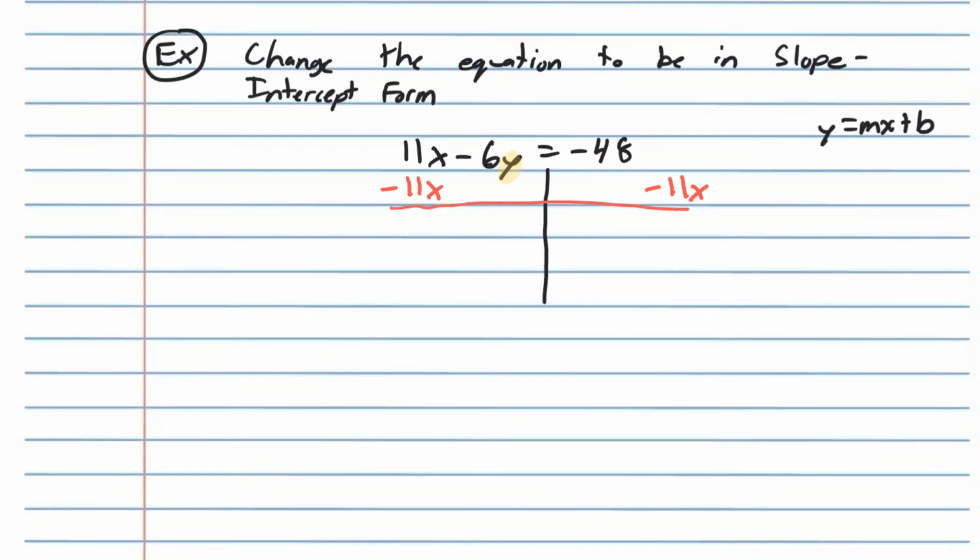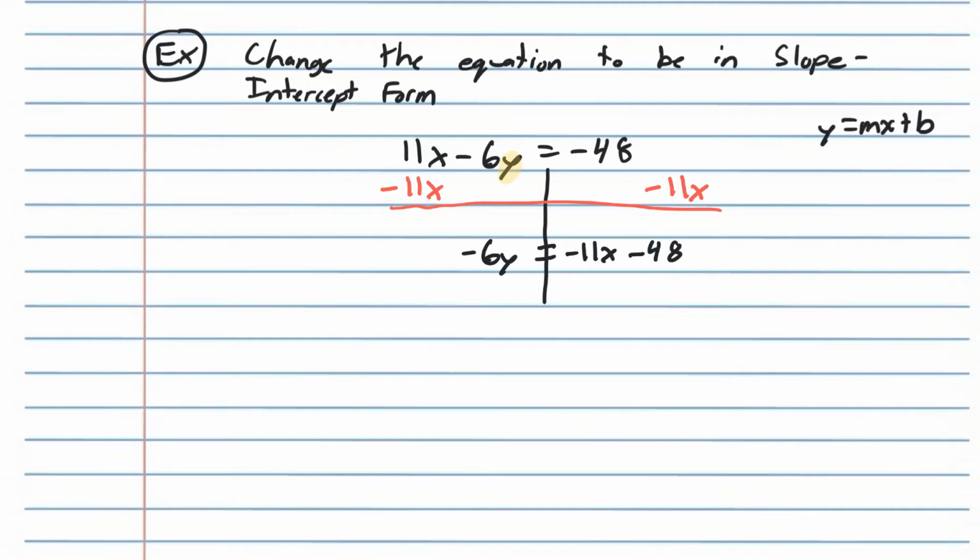Okay? When you simplify this, you still have negative 6y, and we want the x term first. In mx plus b, the x term goes first. So let's put the negative 11x first, and then the negative 48 afterwards. Now we're almost there. We just have to take care of that negative 6 piece.